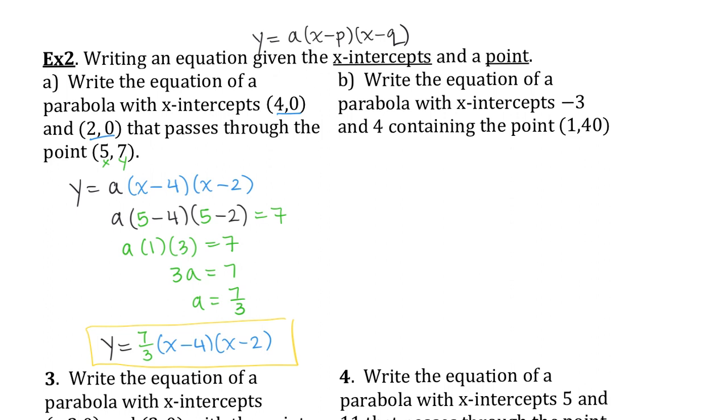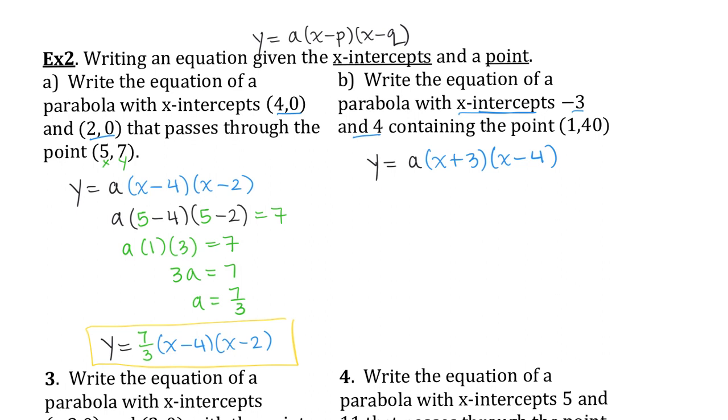Okay, write the equation of a parabola with, and they gave me x-intercepts again, negative 3 and 4. So I need to use the factored form. Y equals a times, if the intercept is negative 3, this must have been x plus 3. If the intercept is positive 4, this must have been x minus 4.